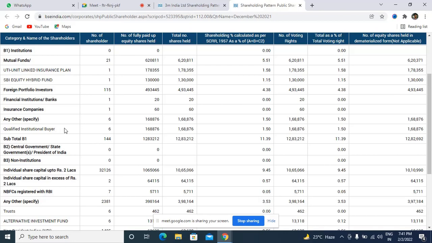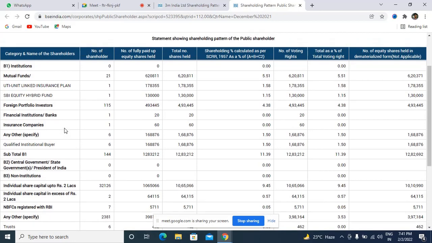Right. Sir, but I've seen them categorized in small cap and large cap. Pardon?